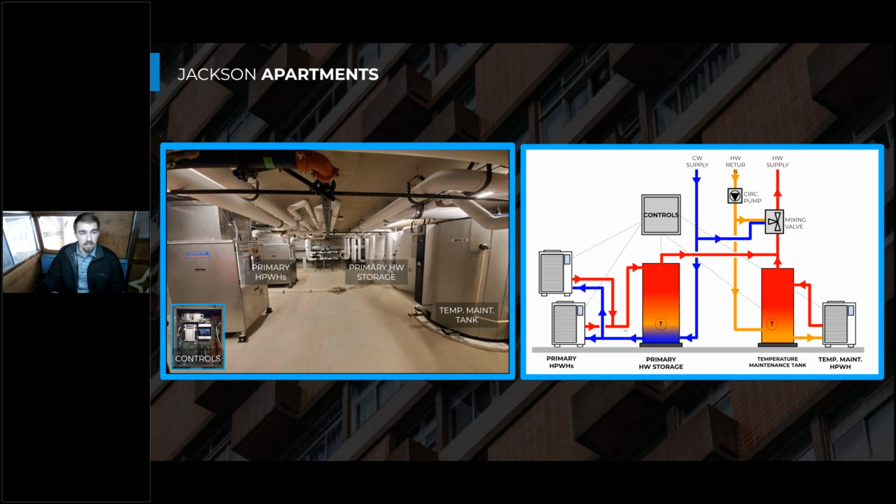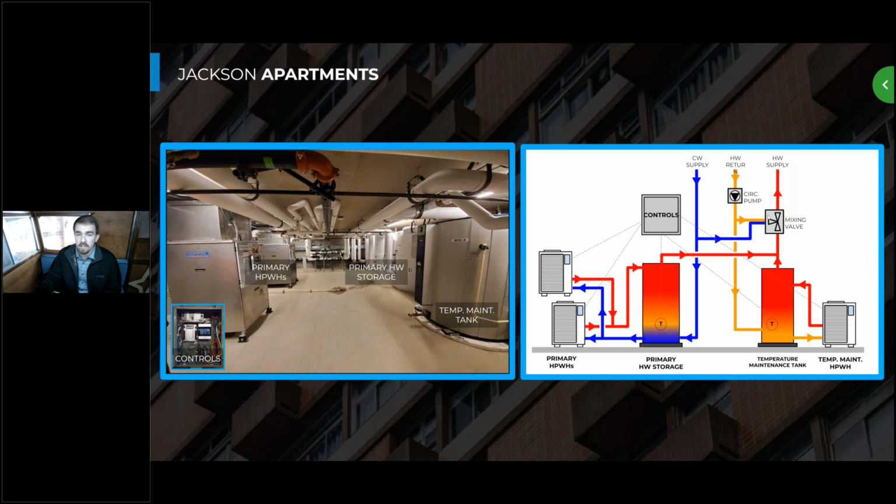And here's a picture of what's going on with the plumbing in this system. You can think of this as serving 2 different functions. The first is heating water up to the temperature that the occupants can use. And to do that, we have primary heat pump water heaters and primary storage that are receiving cold city supply water, and they're heating that up to about 140 degrees in a single pass, and the storage is storing a lot of that water.